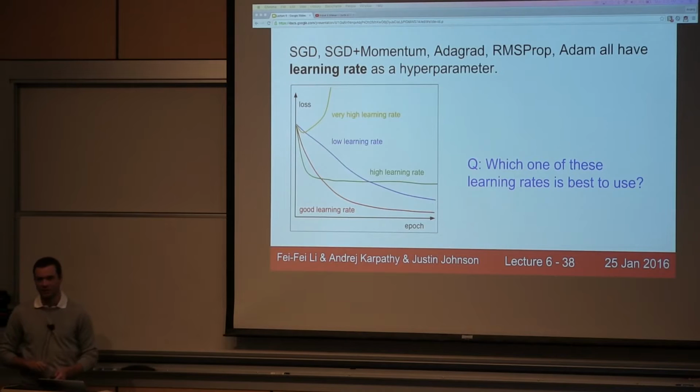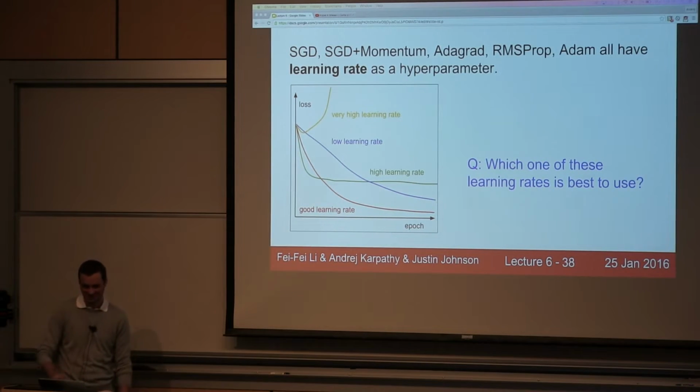Okay, so we talked about several different updates, and we saw that all of these updates have this learning rate parameter still there. I just wanted to briefly talk about the fact that all of these still require a learning rate, and we saw what happens with different choices of learning rates for all of these methods. The question I'd like to pose is, which one of these learning rates is best to use? Maybe not a well-formed question. I'm trying to trick you.